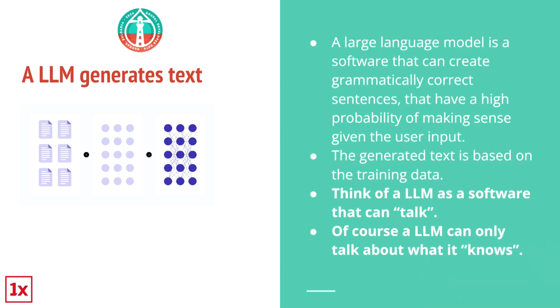So, getting back to the model. A large language model creates grammatically correct sentences with a high probability of making sense, and the text is based on the training data. So you can think of the large language model as software that can talk, but of course it can only talk about what it knows. If the question you're asking is part of the corpus, then it can answer. If you ask a question that's not in the corpus, you won't get an answer unless you do something with it.